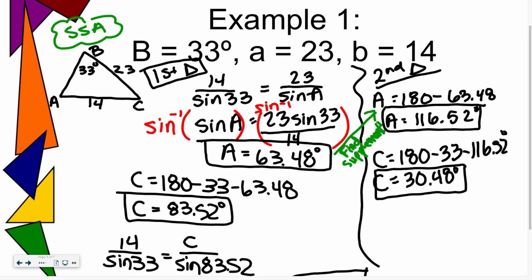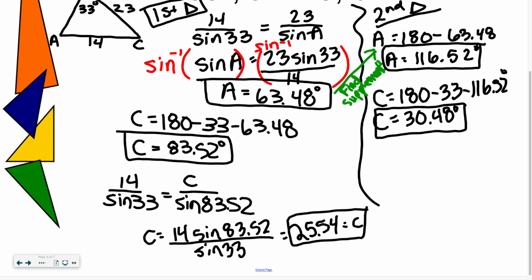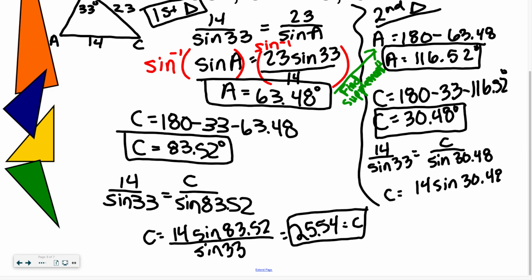And now I'll search for my new side C, right? Same setup, but a different angle for C. So that would be 14 over sine 33 equals C over the sine of 30.48 now. So C equals 14 times the sine of 30.48 divided by sine 33. We'll see what happens. I get 13.04.